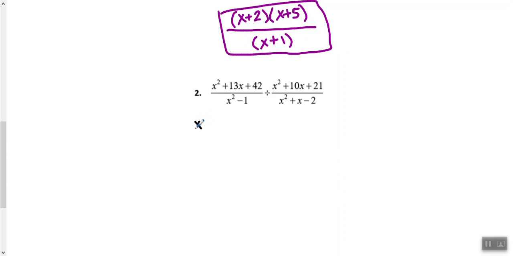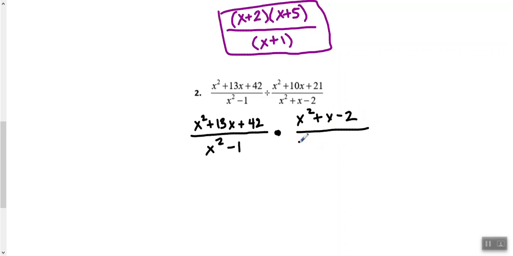So keep the first one, x squared plus 13x plus 42 over x squared minus 1. Change to multiplication, flip the second. So x squared plus x minus 2 over x squared plus 10x plus 21. Again, if you need to pause and you want to practice the factoring on your own, you can do that. I am going to go through factoring these fractions, but I am going to go kind of quick.